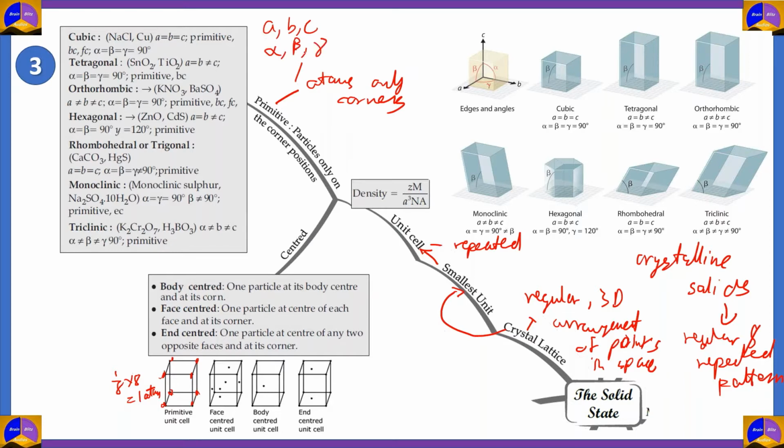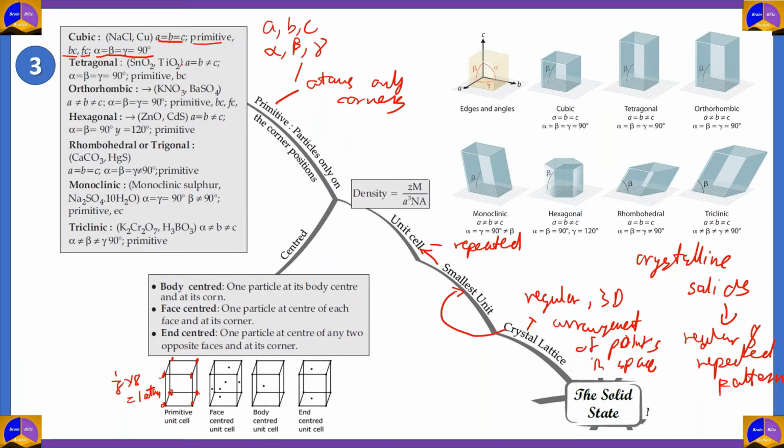The first type is the cubic unit cell. In a cubic unit cell, the axial length is equal on all 3 sides. So a is equal to b is equal to c, and all the angles are 90 degrees. So alpha is equal to beta is equal to gamma is equal to 90 degrees. Primitive cells can undergo this shape. Body-centered cells can also undergo this shape, and face-centered cells can undergo this shape. About the others, let's look later.